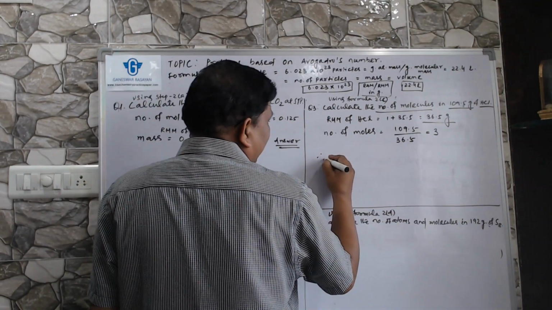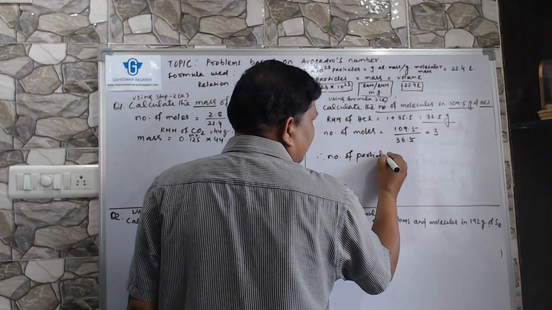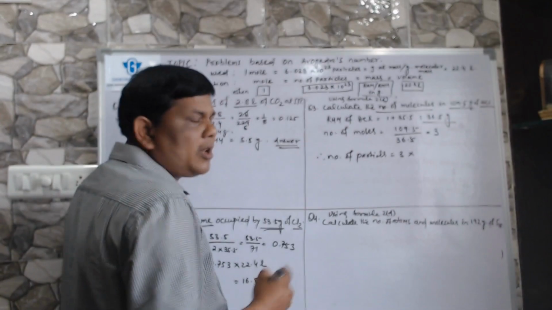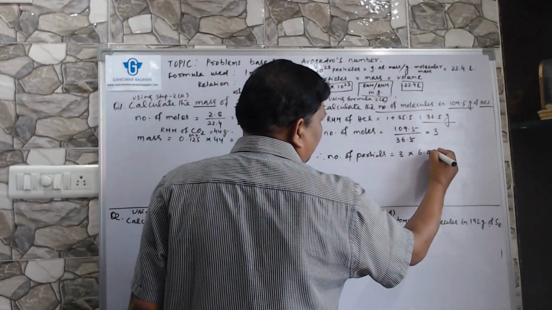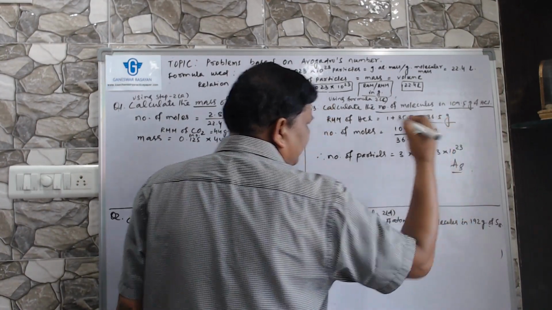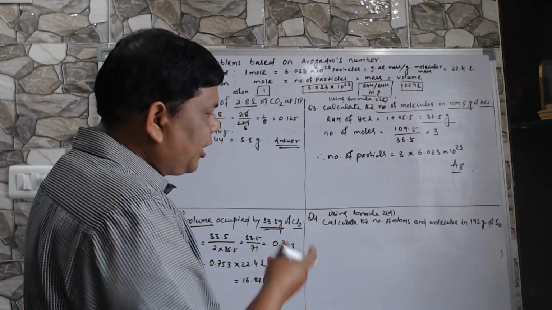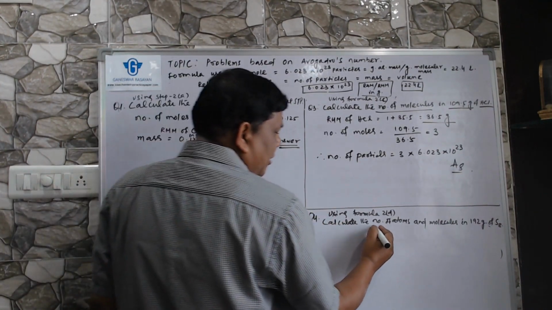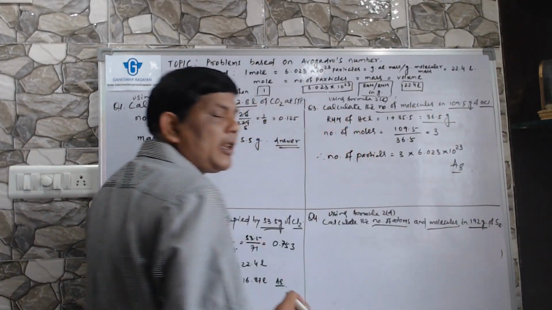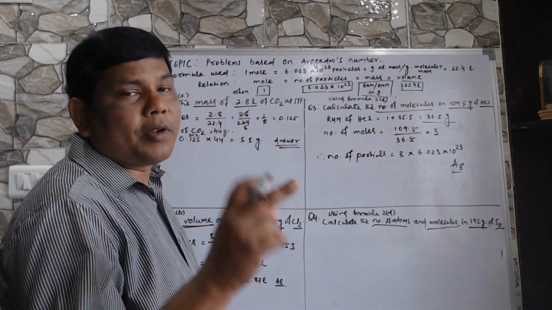So number of particles, means HCl particles, is 3, the number of moles calculated in step 1, into Avogadro's number 6.023 into 10 to the power 23, and this is the answer. Coming to question number 4. Here both are asked: number of atoms and number of molecules. 192 gram is the given quantity in the question. Molecule is S8, atom is sulfur S.